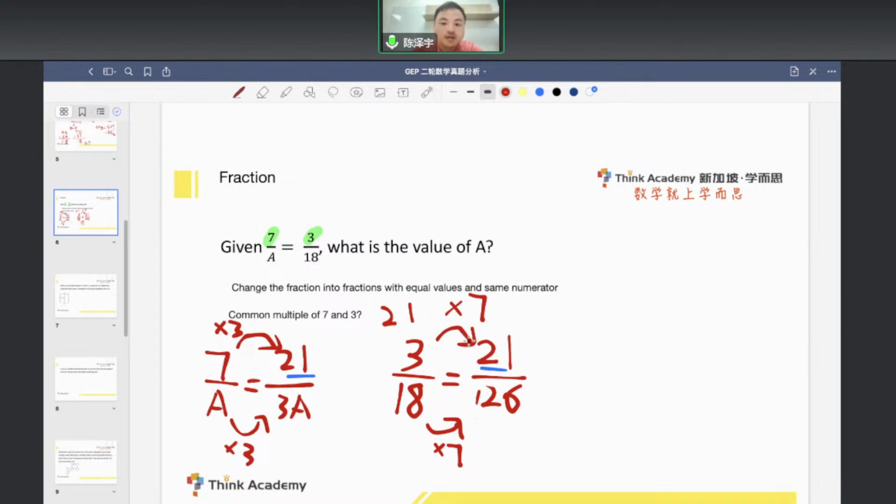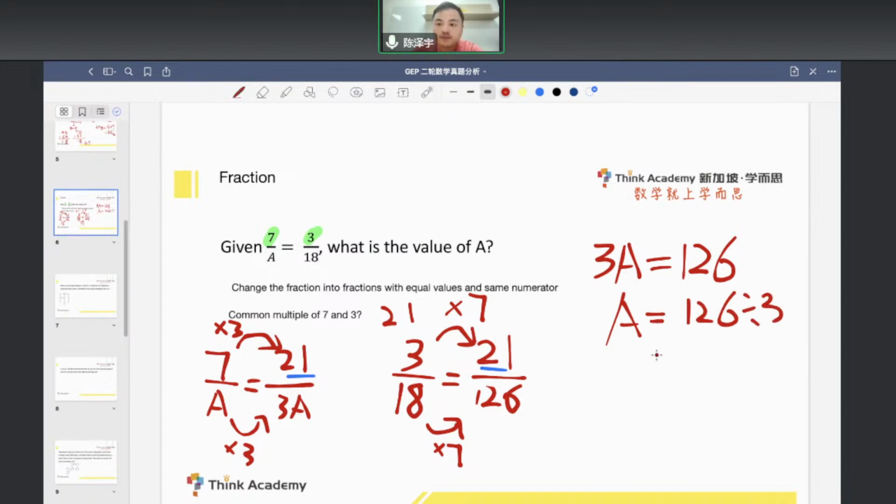So the numerators both are 21. They become equivalent fractions. Now I can compare the denominators: 3A will be equal to 126. Therefore, I can find my A by using 126 divided by 3, which is 42. So my A will be 42.